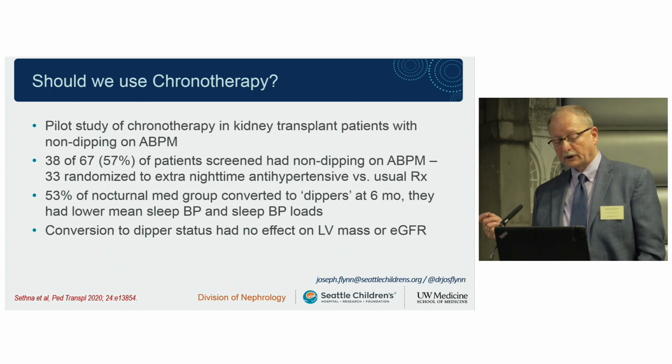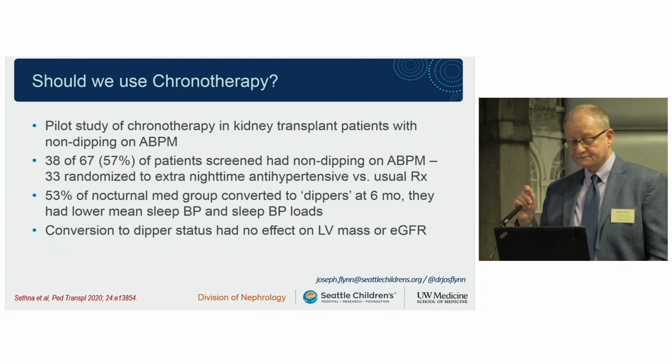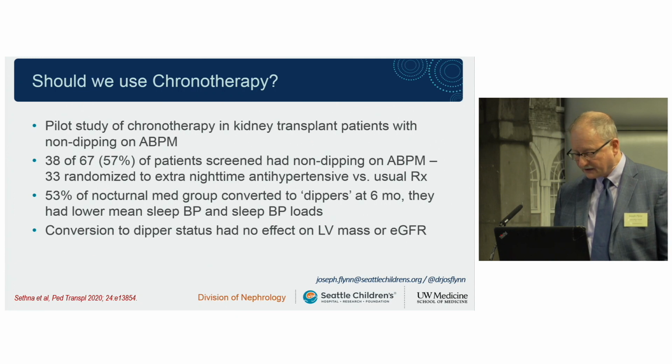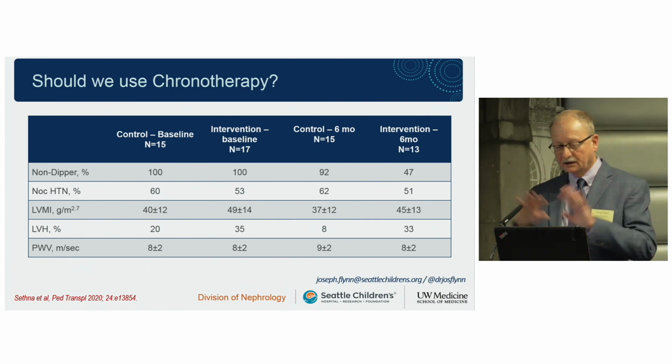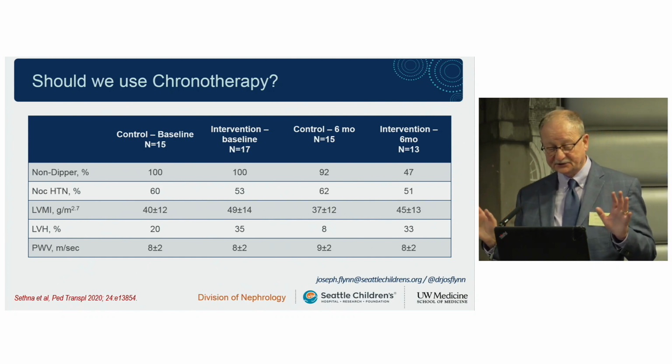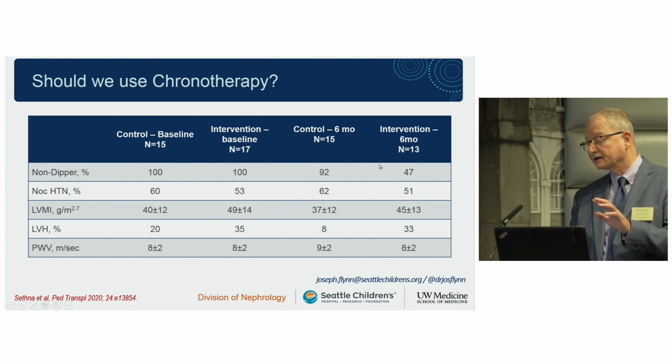And what happened? Well, yeah, they got them to dip, but there was no effect on their outcomes of interest. I pulled this out of their table because their table is just unmanageable, and they didn't have any nice figures in the paper. But here is the data. In these columns are where their patients were at baseline, and then here is their follow-up data at 6 months. You can see in the intervention group, they went from all non-dipping to only 47% non-dipping. So they got a lot of them to dip.